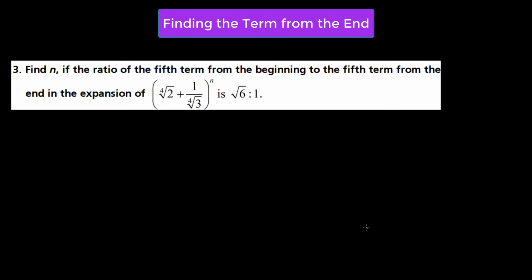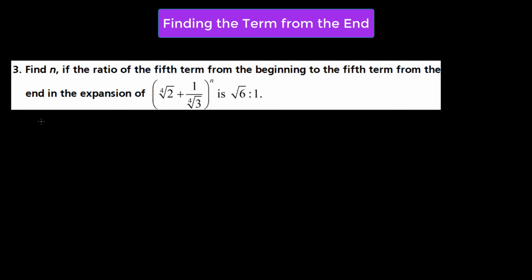So in this question, we're given a binomial expression and we are to find the value of n. The condition given here is that the ratio of the fifth term from the beginning to the fifth term from the end is root 6 is to 1. So let's begin. Let's find out the fifth term from the end.